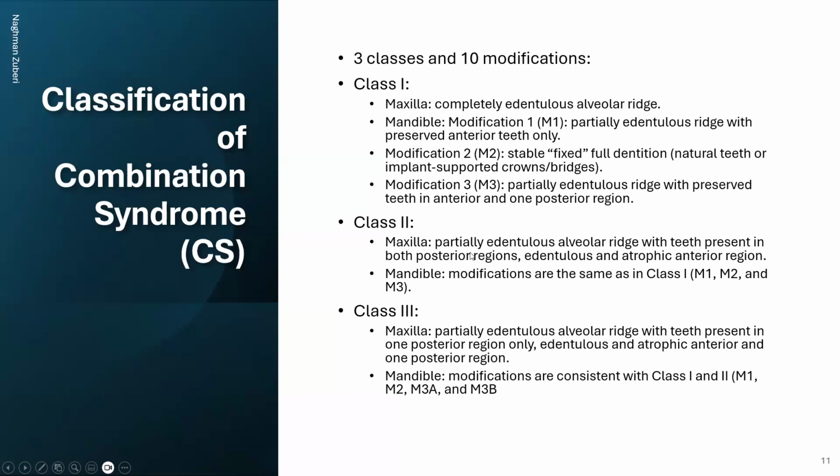Class 2 for maxilla: partially edentulous alveolar ridge with teeth present in both posterior regions, edentulous and atrophic anterior region. For mandible, modifications are the same as we have already mentioned, M1, M2 and M3. Class 3 in maxilla: partially edentulous alveolar ridge with teeth present in one posterior region only, edentulous and atrophic anterior and one posterior region. Mandible same, class 1 and 2, the M1, M2, M3 and M3A and M3B.